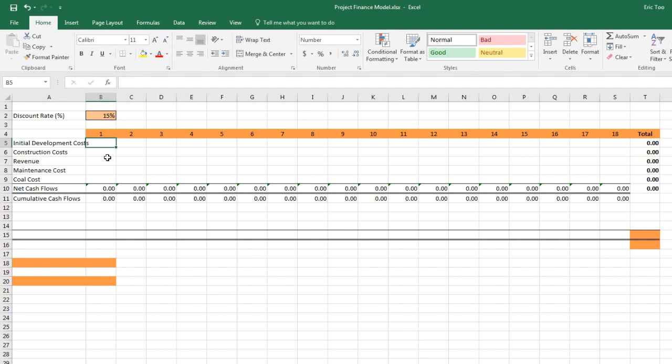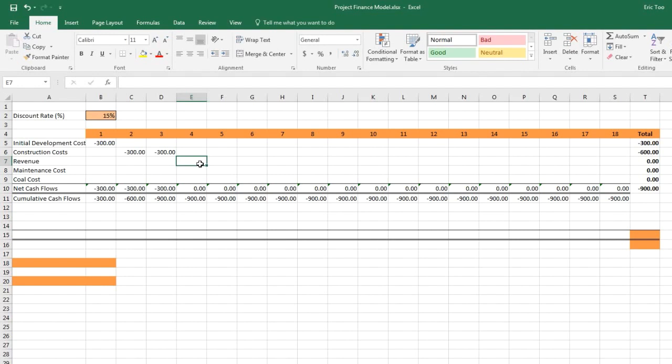This video shows how to develop the cash flow for this project that develops generators. We were given that the initial development costs in the first year was 300 million, so we will key in minus 300 million as the cost. The construction costs incurred in the second year is again 300 million, and in year 3 again 300 million.